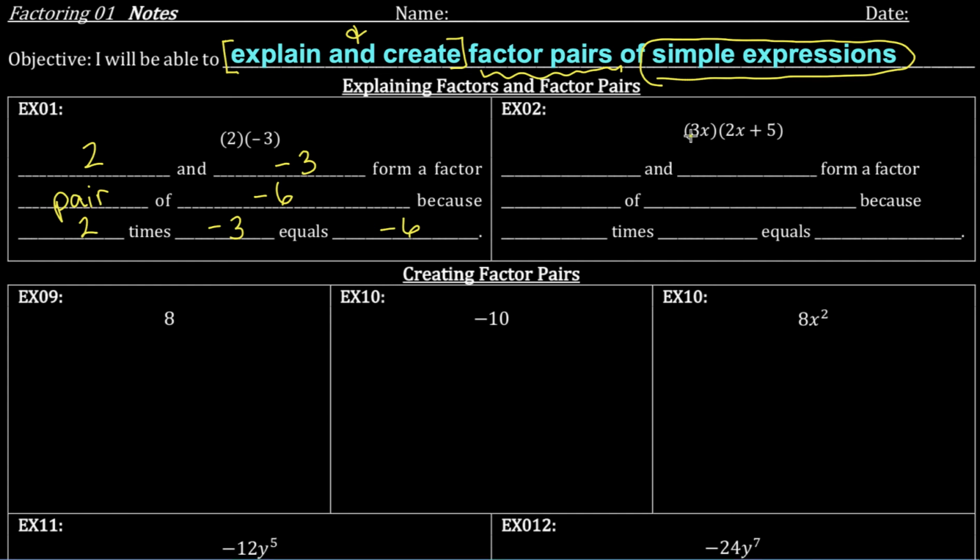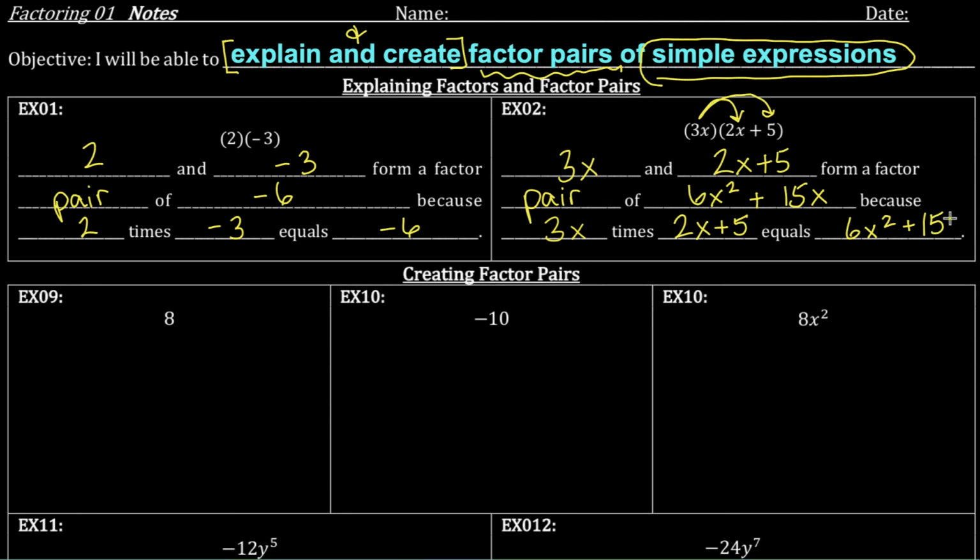Not too bad, right? So 3x times 2x plus 5. So 3x and 2x plus 5, that's all together. We group it together with this parentheses. Form a factor pair of 3x times 2x is 6x to the second power. And positive times a positive is a positive, and 3x times 5 is 15x. So 3x and 2x plus 5 form a factor pair of 6x squared plus 15x because 3x times 2x plus 5 equals, well, let me move that a little bit, times 2x plus 5 equals 6x squared plus 15x. So not too bad, right?